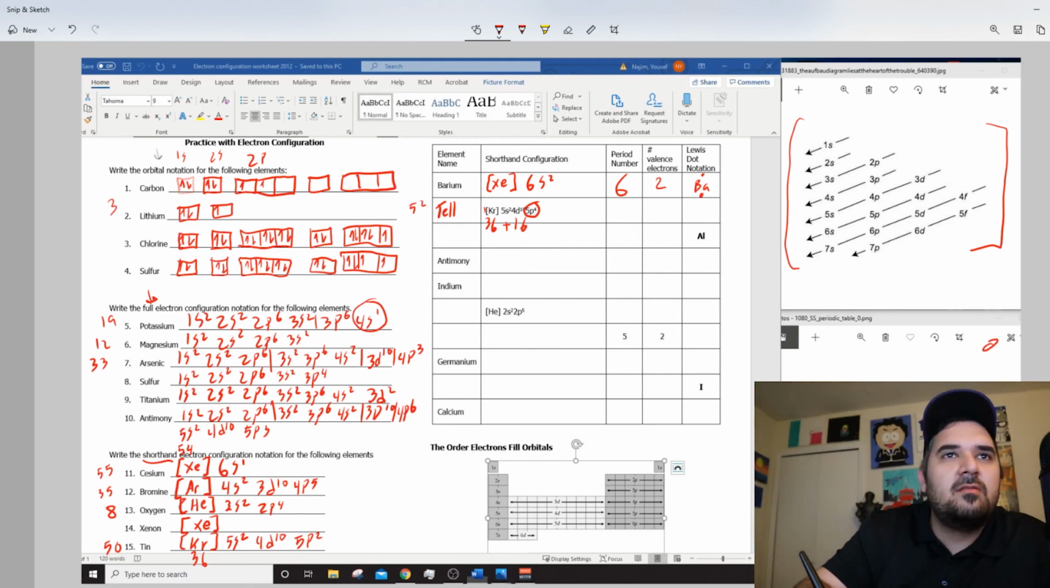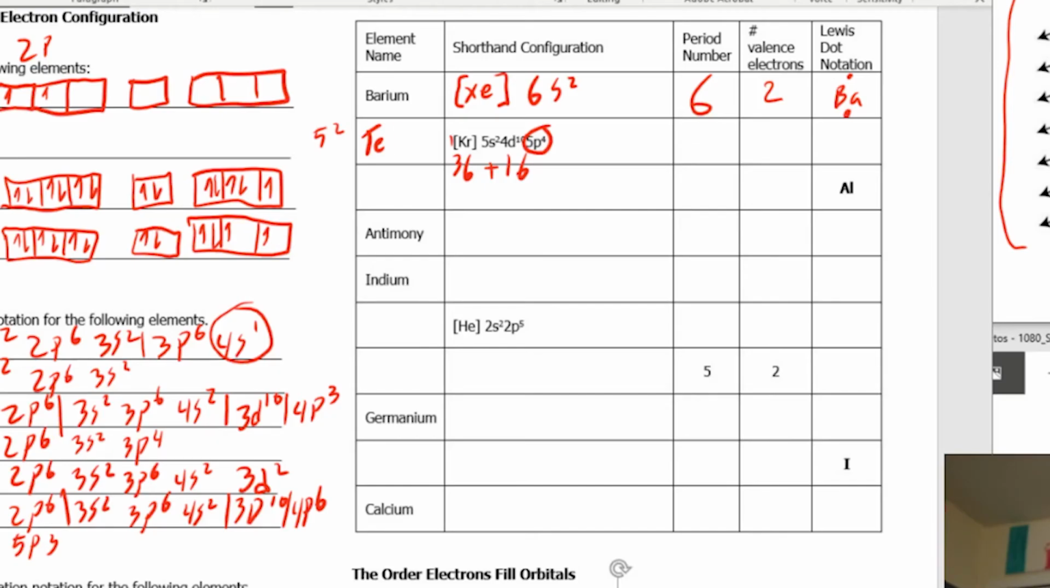That's not right. Yeah, it is. Tellurium. I'm just going to put Te. We don't need all this. All right, so for tellurium, it's got 52 electrons, which is correct.